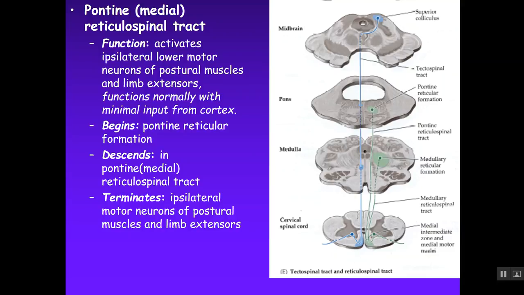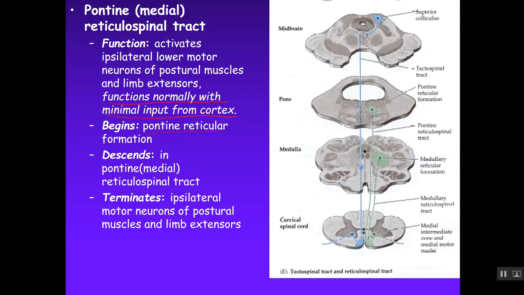Some of these pathways work really normally and the way they should without really any input from higher centers. This is one of those. So it functions pretty normally with minimal input from the cortex. It's a brainstem pathway, but some of these brainstem pathways actually have a little bit of input from the cortex that helps make sure they're regulated and working properly. This one doesn't require a lot of input to give its normal amount of excitation to extensors, okay?